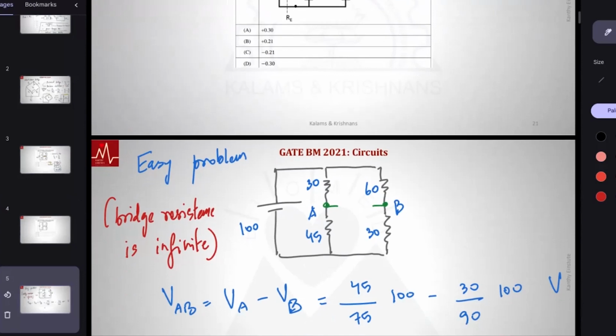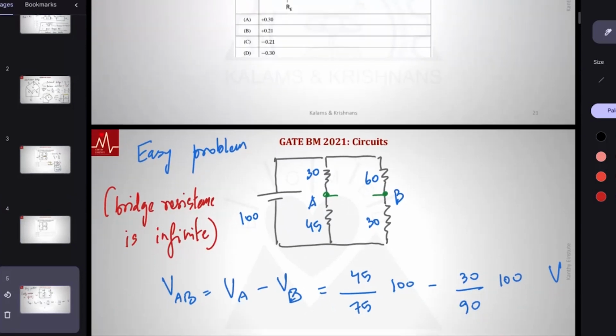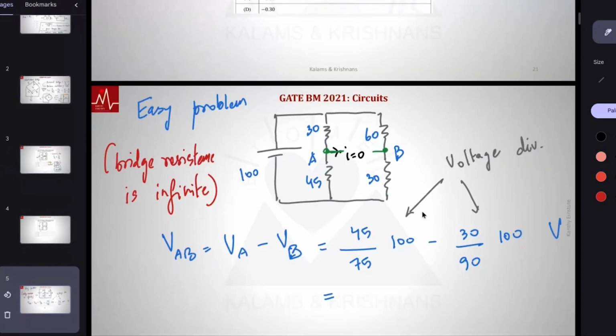When we consider the bridge as infinite, let's say they give you this question, they ask you to find VAB. I'm just telling you this is easy. What I have done here is apply voltage division. Why can I do that? Notice, I know the bridge resistance is infinite, so the current here is zero. And can you tell me what this value is? I suppose this is correct.